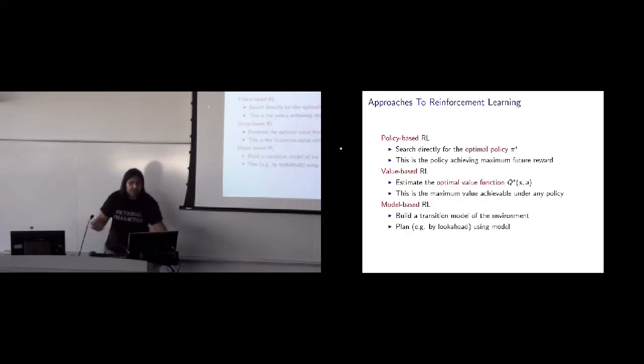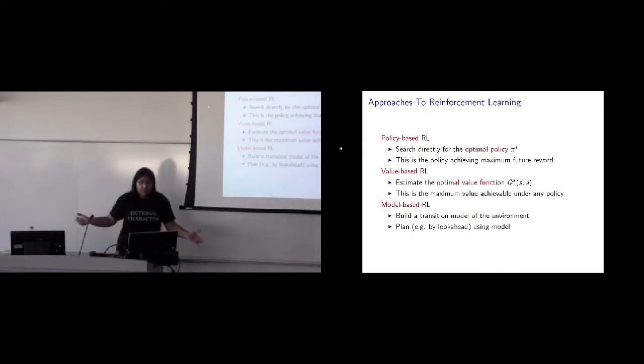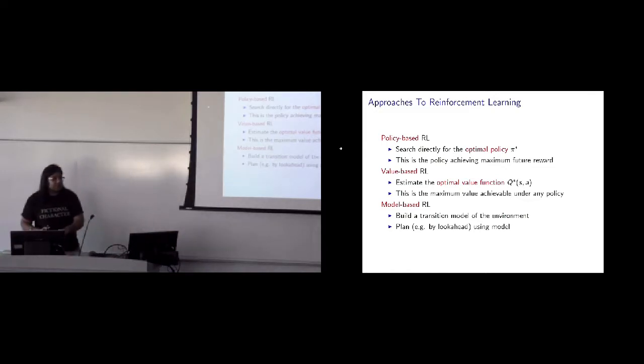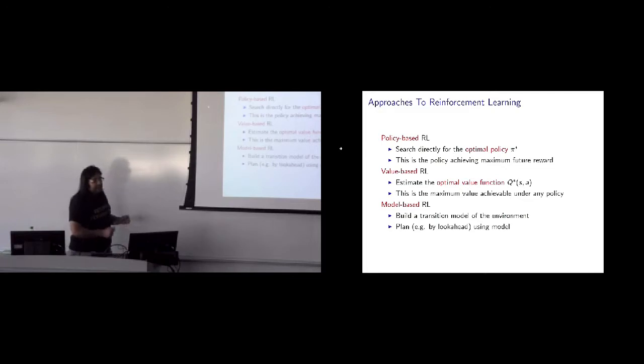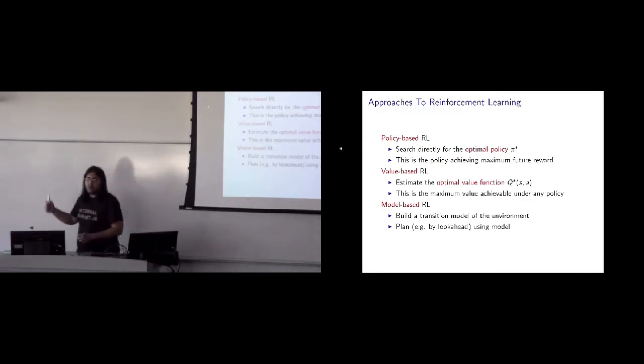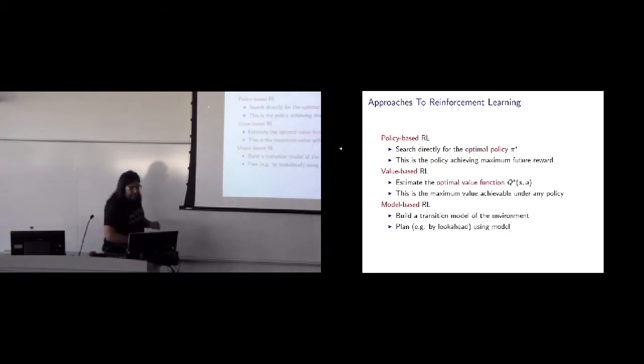Now we talked about different types of RL. We know policy-based RL is searching directly for the optimal policy pi star. And what's an optimal policy? It's a policy that achieves maximum future reward. Value-based RL estimates the optimal value function, either V or Q star. This is the maximum value achievable under any policy.